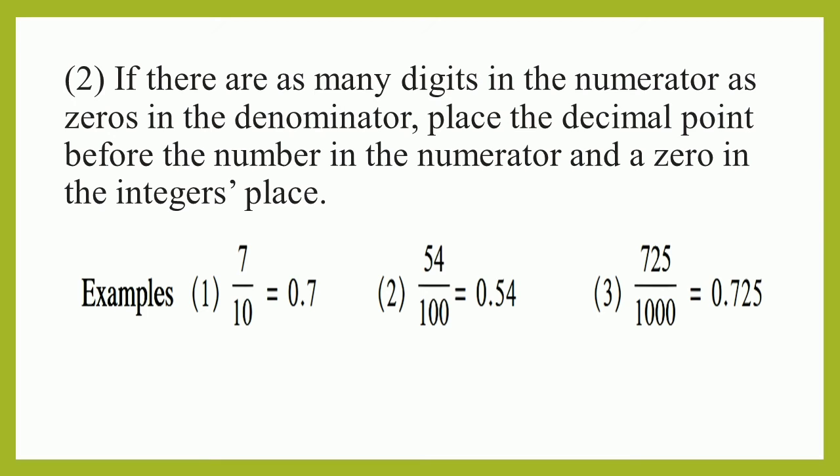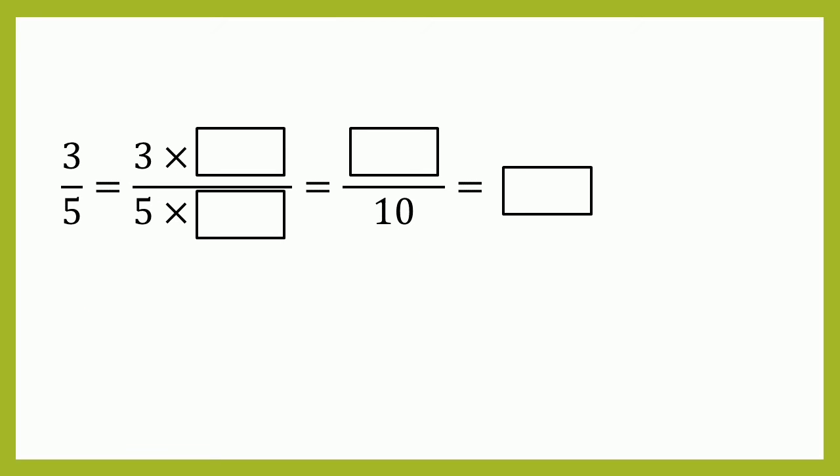In the third sum, the numerator is 725 and the denominator is 1000. So in the numerator there are 3 digits and in the denominator 3 zeros. So the number of digits and the number of zeros are the same. So we will put the point in front of the number. So the number will be 0.725, but we will put the integer part as 0. So 0.725.